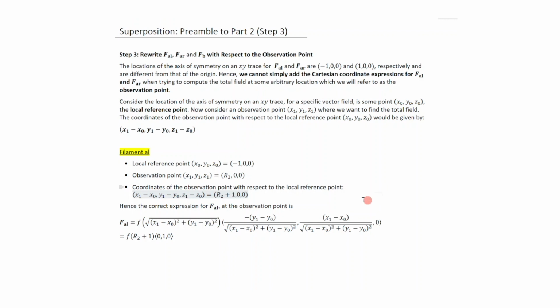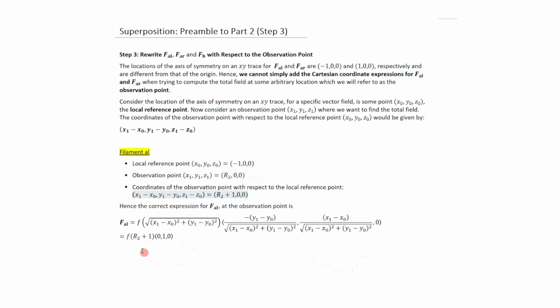For filament AL, the local reference point had these coordinates. The observation point, which is given, has this one. So the coordinates of the observation point with respect to the local reference point are just the subtraction of the x, y, and z coordinates of these two, and we end up with this solution. That means if we go back to the expressions we had derived for FAL at the observation point, the x, y, and z get replaced by x1 minus x0, y1 minus y0. In this case, there is no z1 minus z0, so it's not necessary to make use of it. And so we end up with this modified expression.